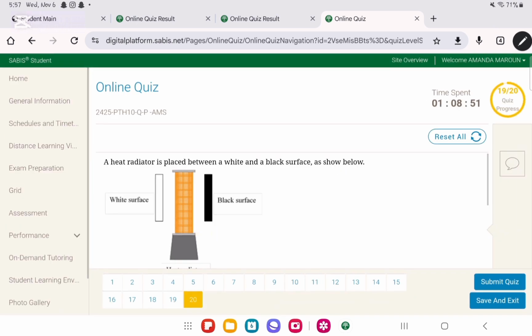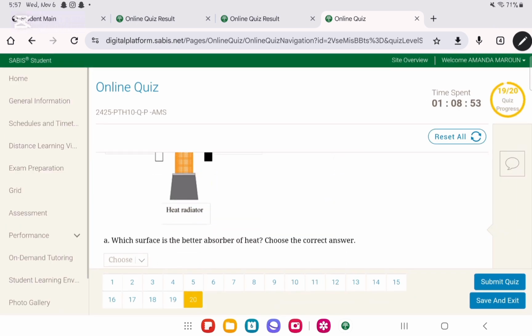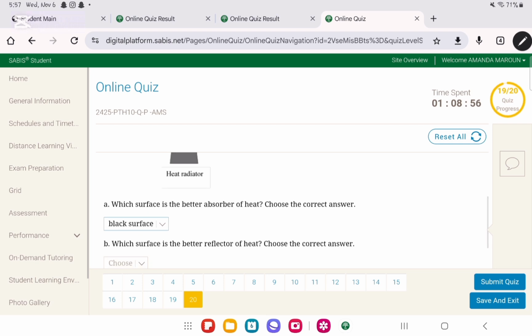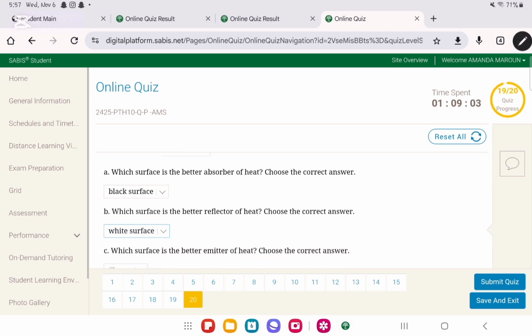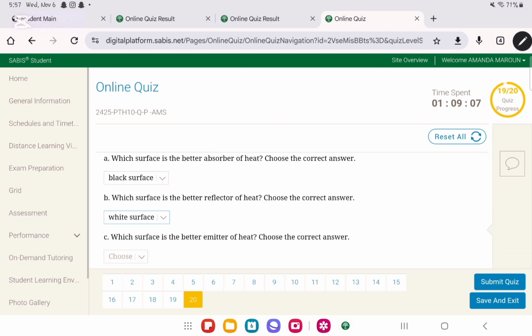So this is all I wanted to explain for now. Which surface is the better absorber of heat? Definitely the black surface, because it absorbs all the colors. The best reflector of heat is the white surface, because it's reflecting all of the heat, reflecting all of the colors. And finally, what's the best emitter or the best radiator of heat? We said the best absorber is the best radiator, so definitely it's going to be the black surface.